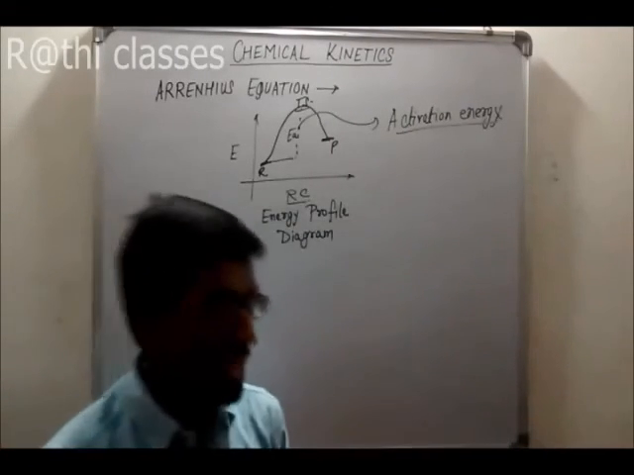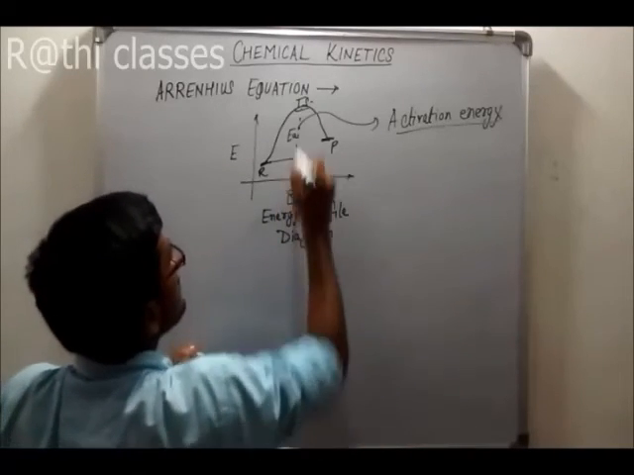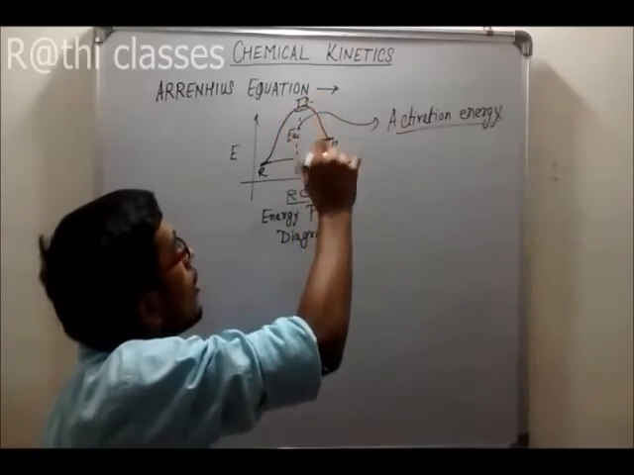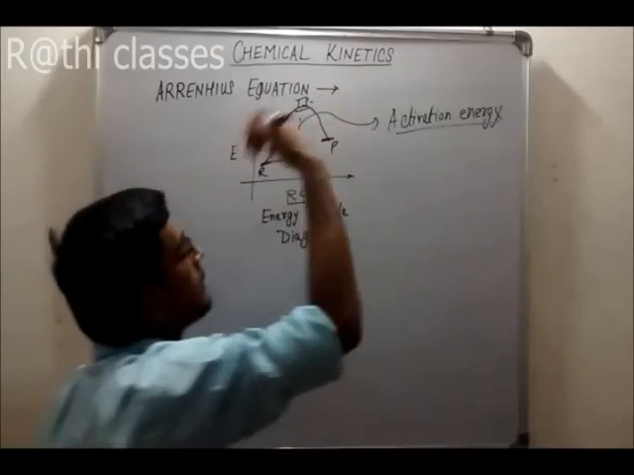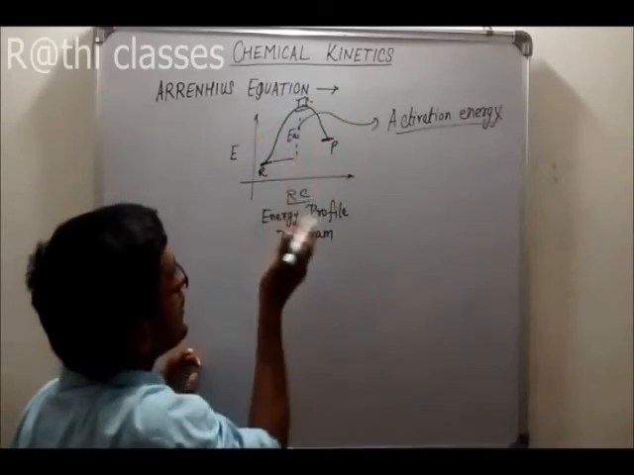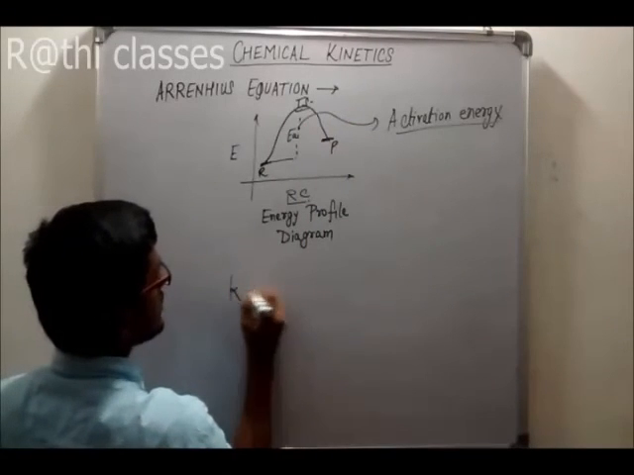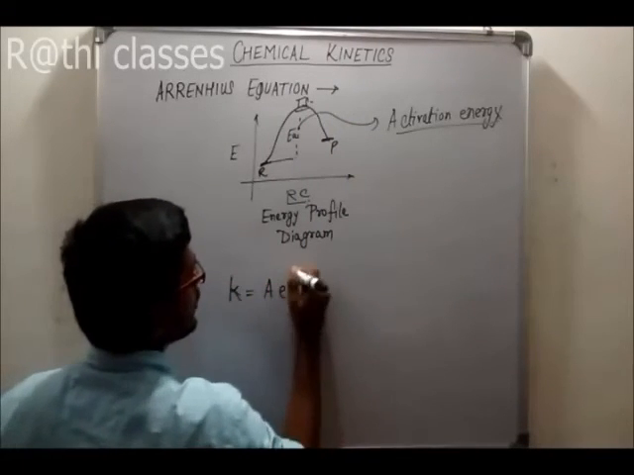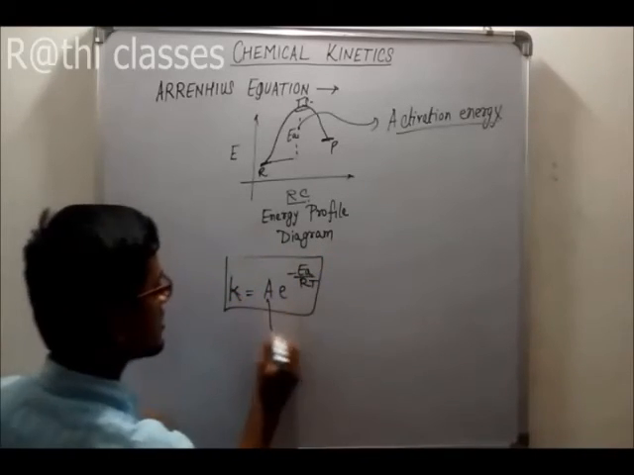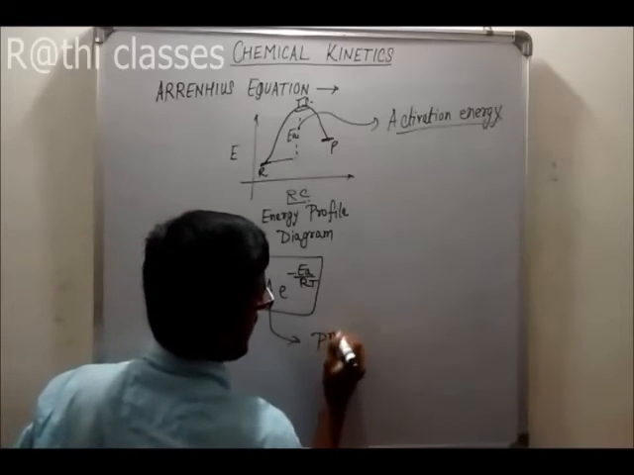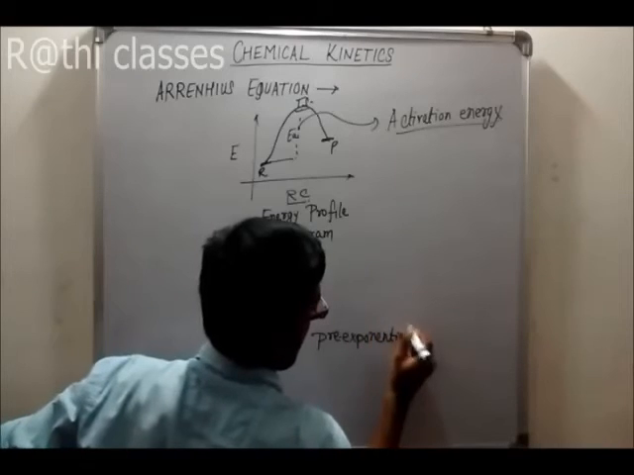And Arrhenius conceptualized that not all collisions can form products. All the collisions cannot reach this transition state. Only the collisions which can overcome that energy barrier can form products. Using this concept, he conceptualized his equation, K equal to A e to the power minus Ea by RT, where A is the pre-exponential factor.